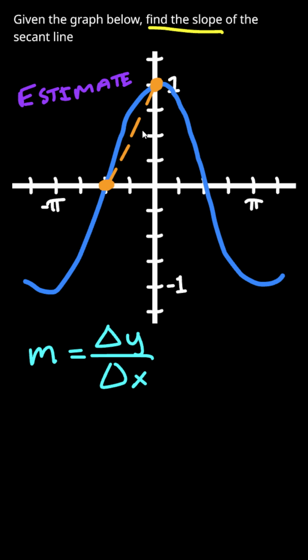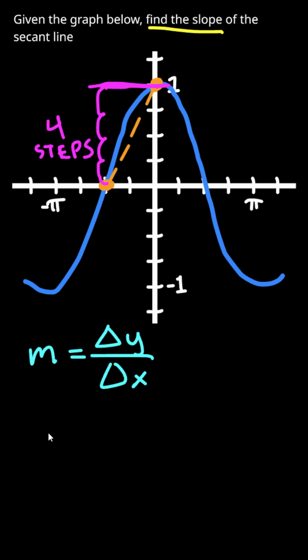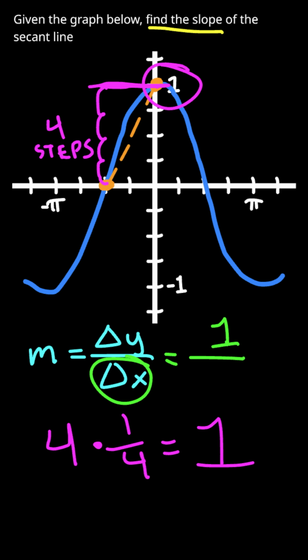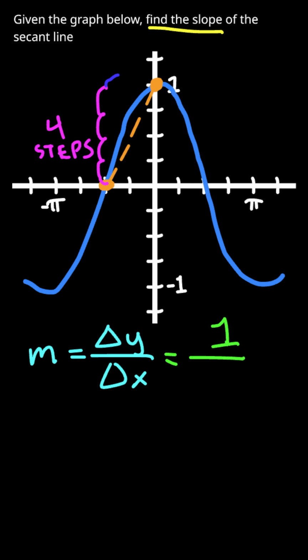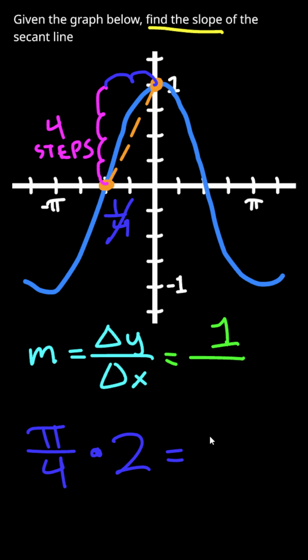But now let's deal with our slope. First, let's find the change in y. Going up, we'll find that 1, 2, 3, 4. But I would say that it goes up around 4 steps. And 4 steps at 1/4 increment each, what does that equal? Well, that means it is 1. How about our change in x now? Well, if we're careful, we count 1, 2. That means our result is 2 pi over 4 or pi over 2.